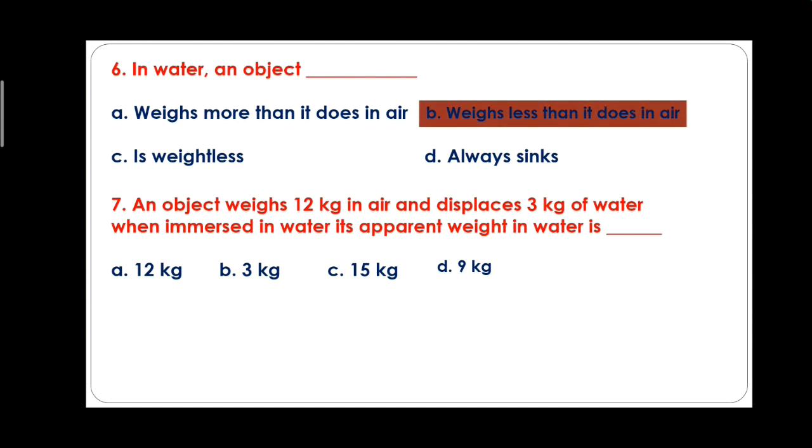Next question. An object weighs 12 kg in air and displaces 3 kg of water when immersed in water. Its apparent weight in water is A, 12 kg, B, 3 kg, C, 15 kg, D, 9 kg. Right answer is D, 9 kg.